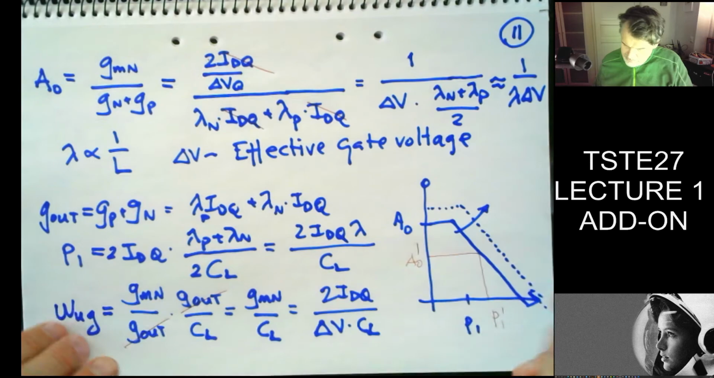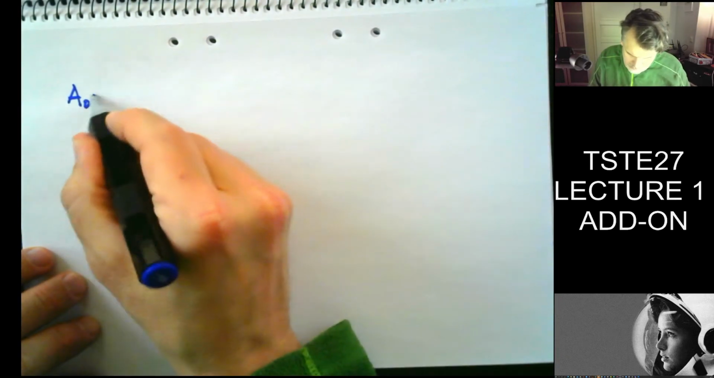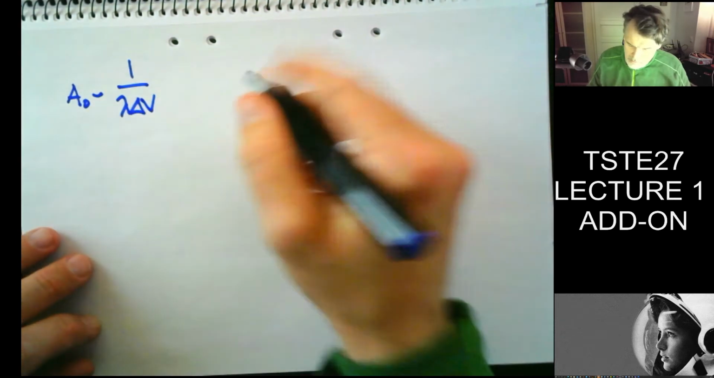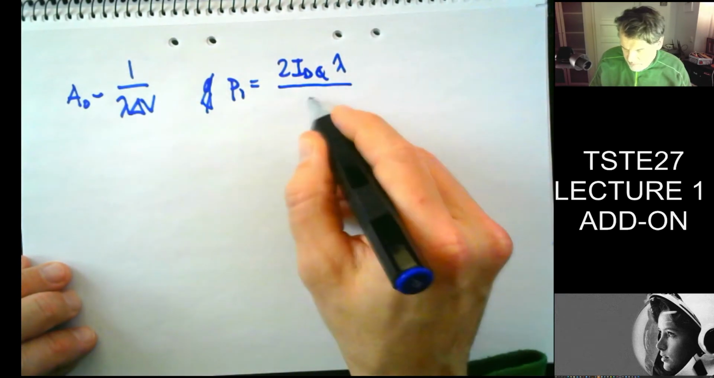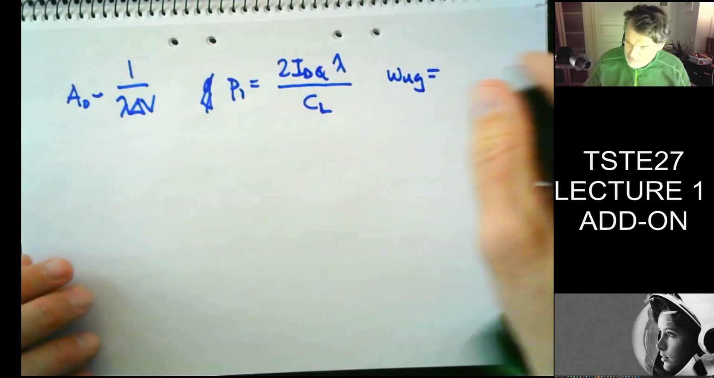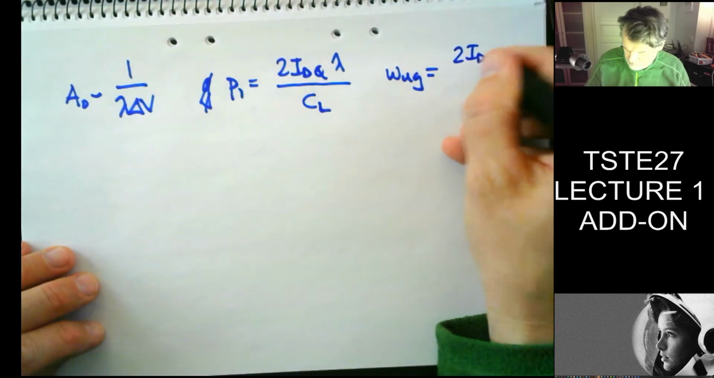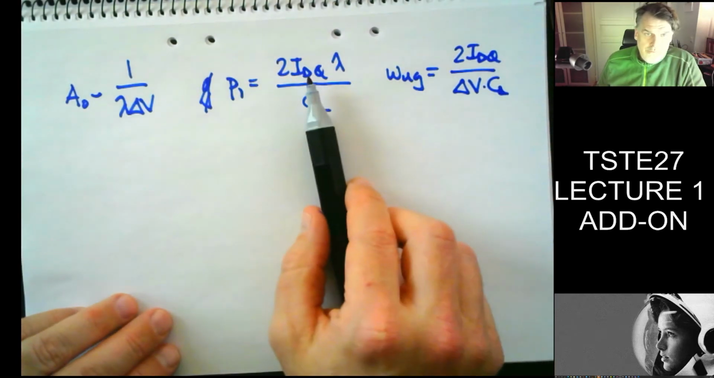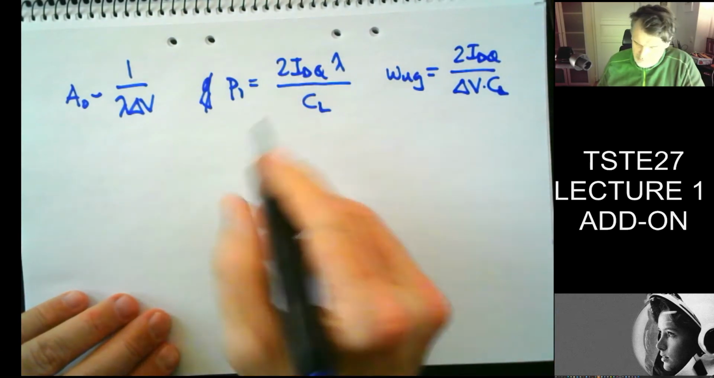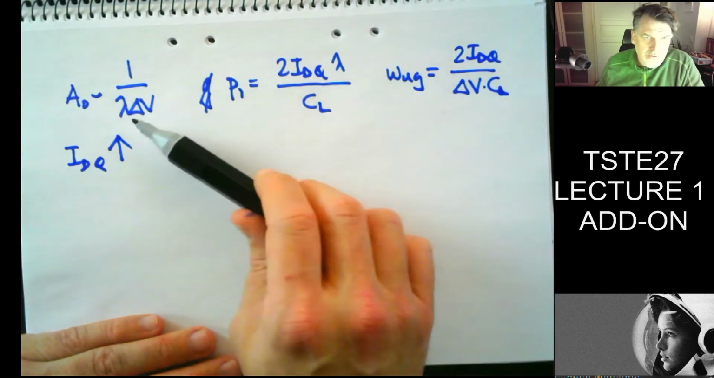Well, let's look at these again on a slightly different page. So I have A0, that's 1 over lambda delta V. I have P1 equal to 2 IDQ lambda divided by CL, and I have omega UG equal to 2 IDQ over delta V CL. So, for example, I could increase the current IDQ. What happens? Well, of course, quite a few of these parameters are following each other.